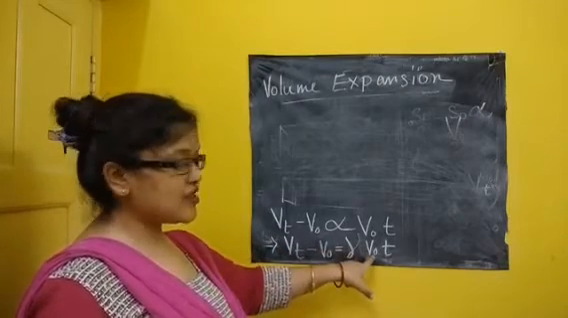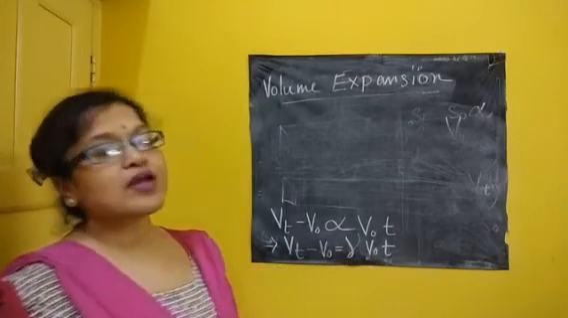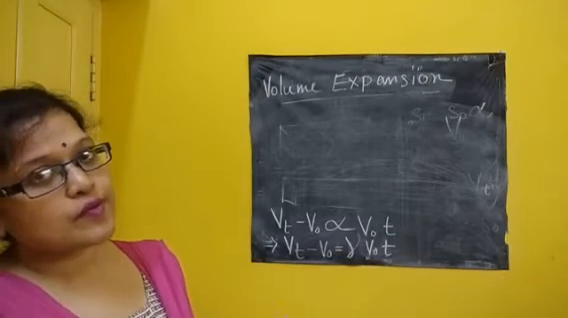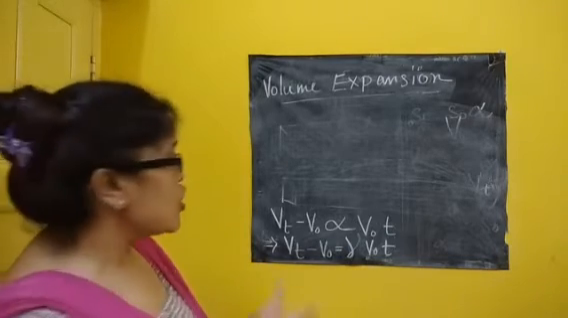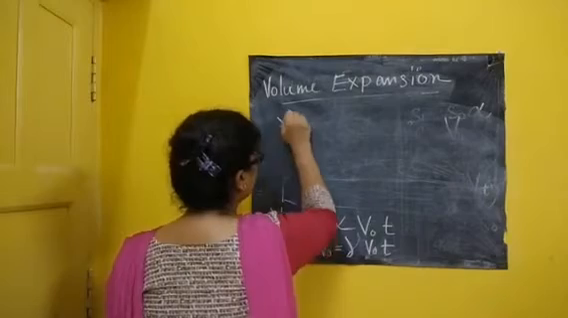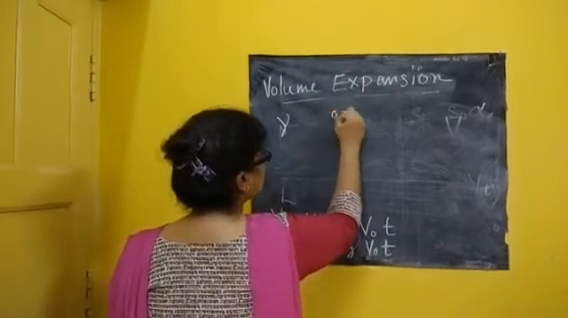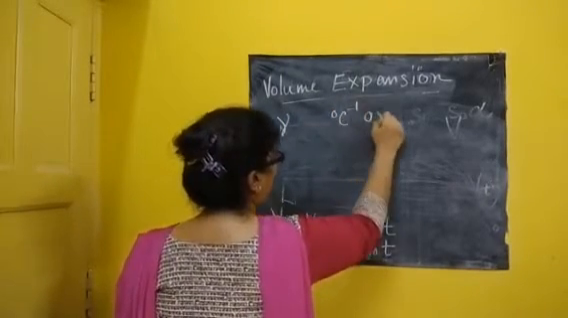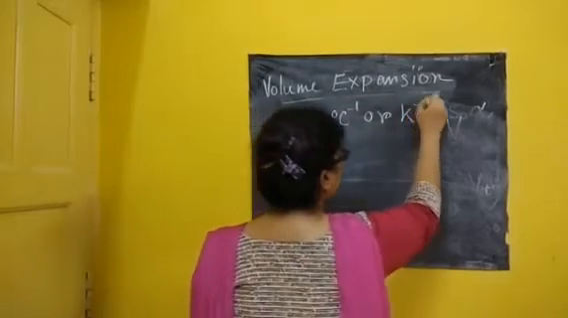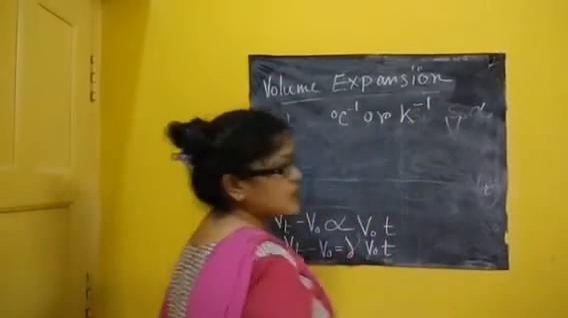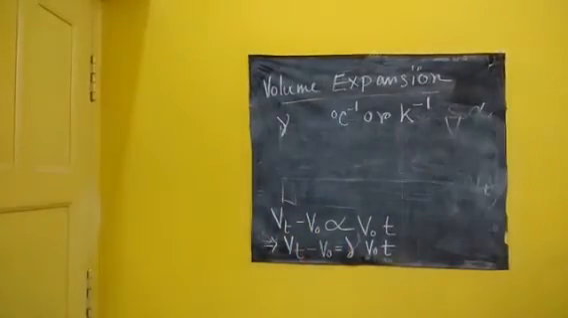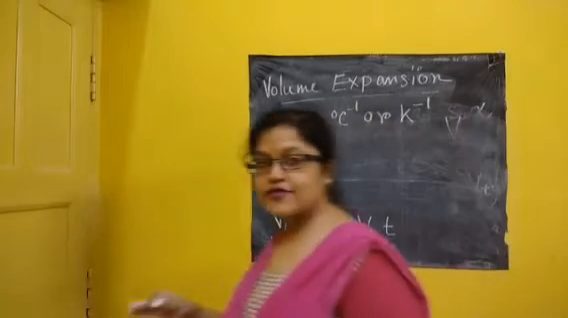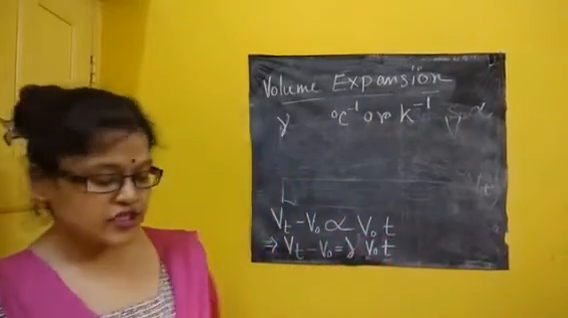Another volume is there, that is also meter cube. So what is the remaining unit? The remaining unit is for temperature. So the unit of gamma will be degree Celsius inverse or Kelvin inverse. Clear? So that's all about volume expansion, surface expansion and linear expansion.